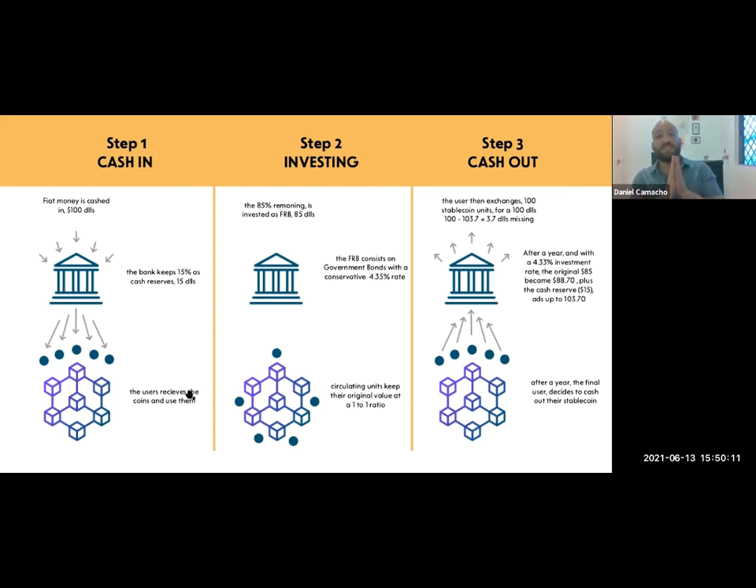This takes us to step two, investing, okay? The 85% remaining is invested. We're taking 15% and 85% because that's the average between 90% and 10% and 80% and 20%. This is the average between both projects for us to understand the example in a very simple way. So the remaining $85 are invested in this type of investing.